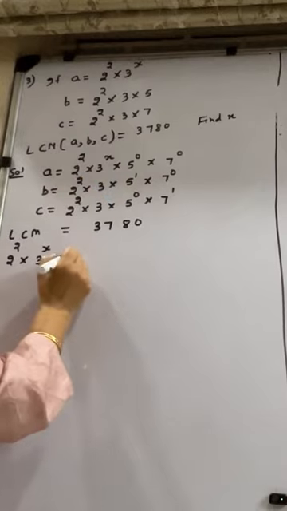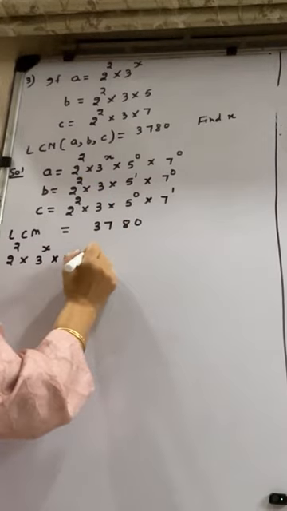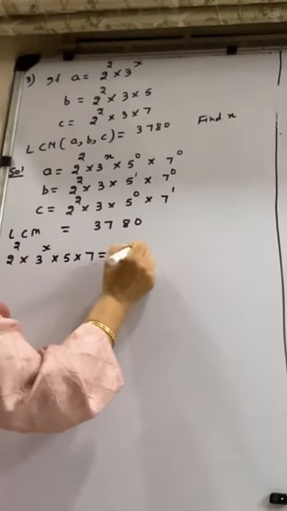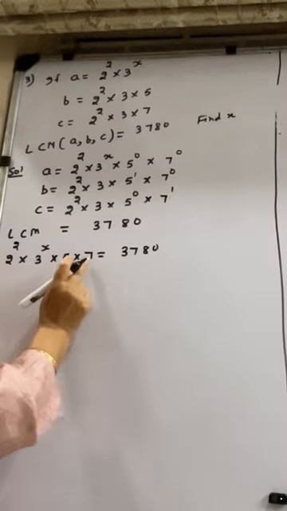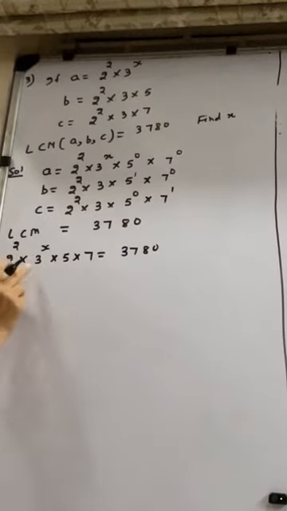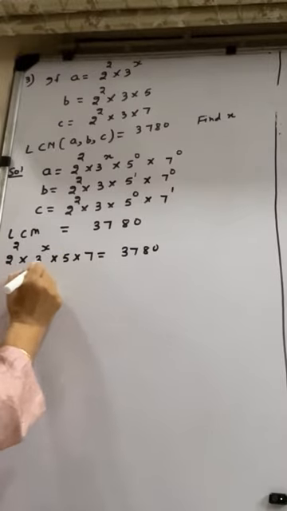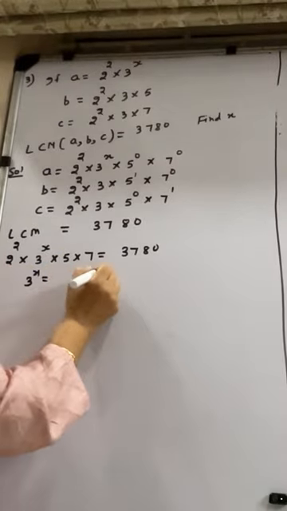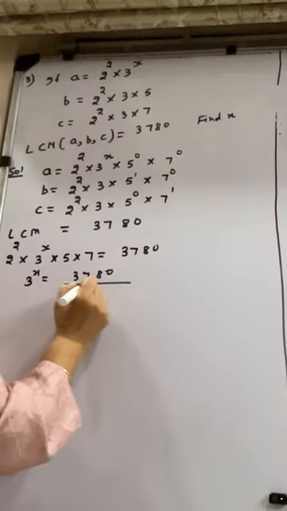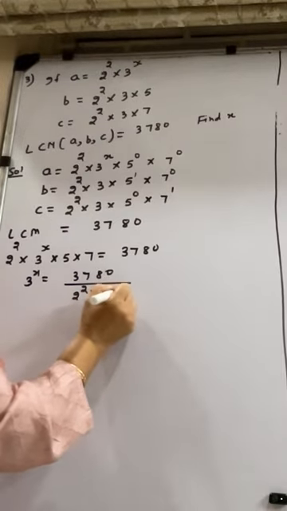Into, look at the highest power of 5. Here it is 1. It will be 5 into. Look at the highest power of 7. That is 1, so 7 to the power 1. It will be 7. Right. You have to find 3 to the power x, so all these numbers will come in the denominator. It is 2 square into 5 into 7.